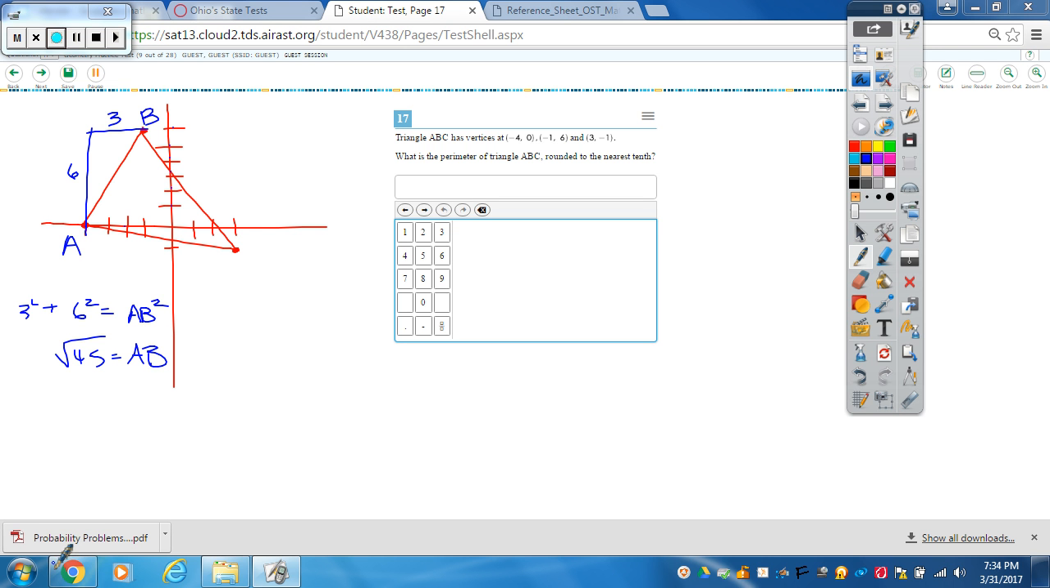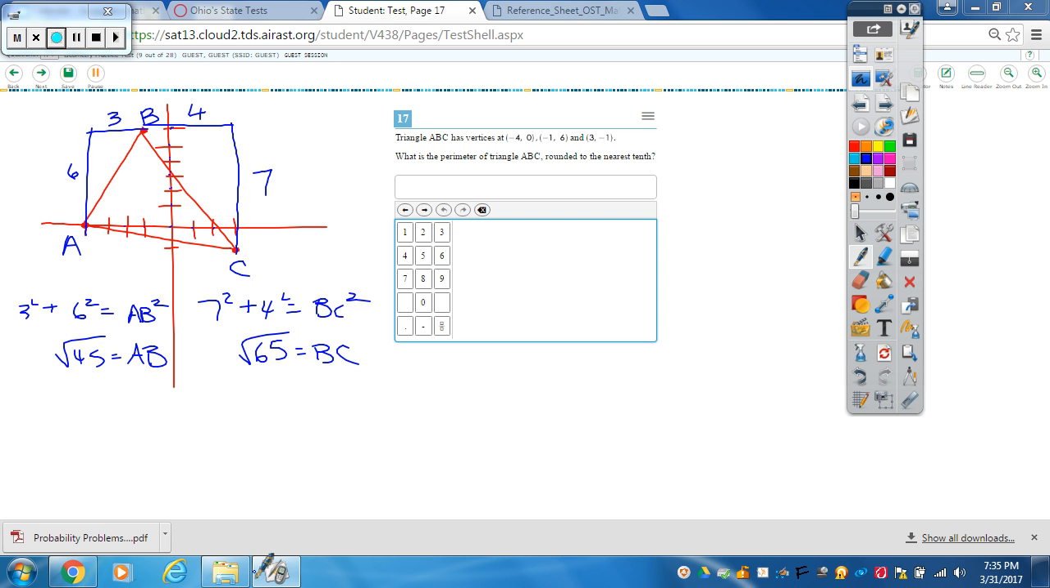Okay. BC, if I'm going to go from here up to here, okay, so this would be 1, 2, 3, 4, 5, 6, 7. And this would be 1, 2, 3, 4. So BC would be 7 squared plus 4 squared is equal to BC squared. Okay. From there we have 49 plus 16, which would be 65. And the square root of 65 will be BC.